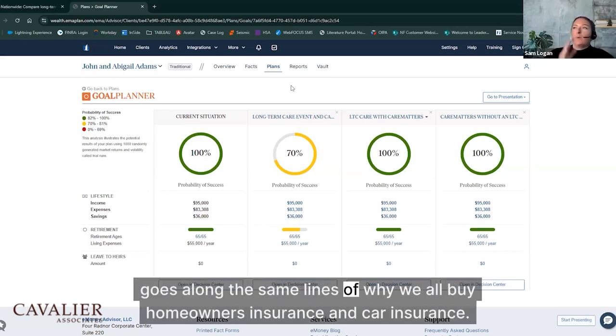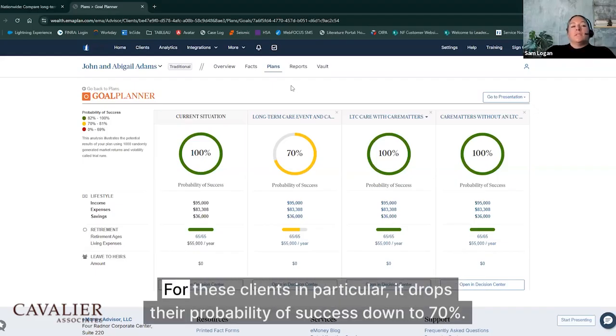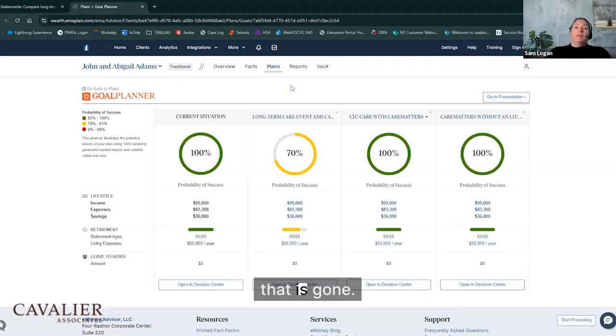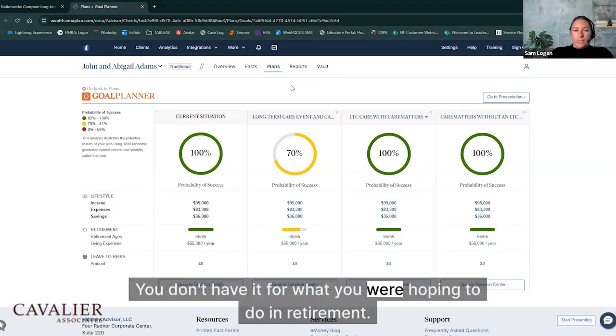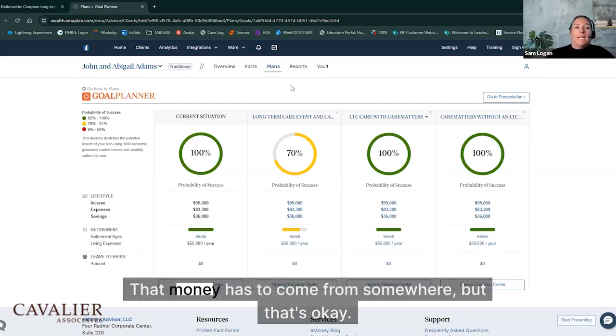It goes along the same lines of why we all buy homeowners insurance and car insurance. What if the unimaginable happens? What does that do to us? For these clients in particular, it drops their probability of success down to 70%. So of what they were planning and hoping to be able to do, a third of that is gone. It now has to go to your care. The money is gone. You don't have it for what you were hoping to do in retirement. You don't have it there to continue to make money for you and fund other things in retirement. That money has to come from somewhere.